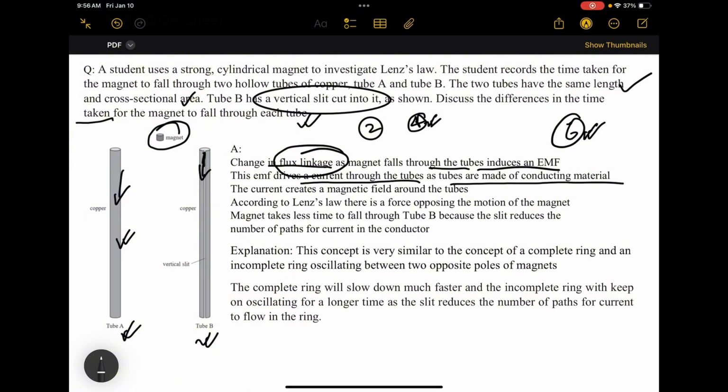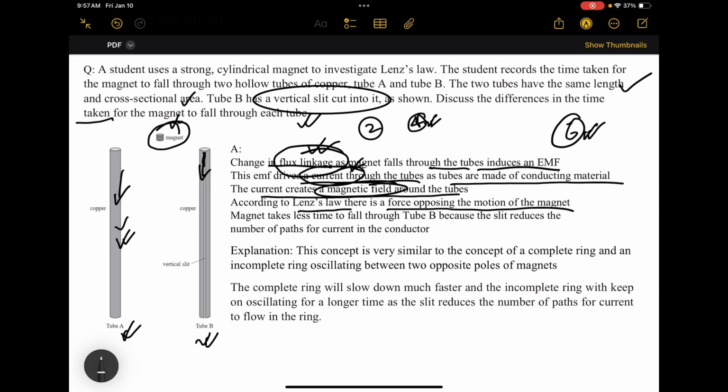Now the current that has been created by the change in magnetic flux linkage of the falling magnet produces another magnetic field. The current creates a magnetic field around the tubes. This magnetic field created by the current and the permanent magnetic field of the magnet will create a force. According to Lenz's law, there is a force opposing the motion of the magnet.